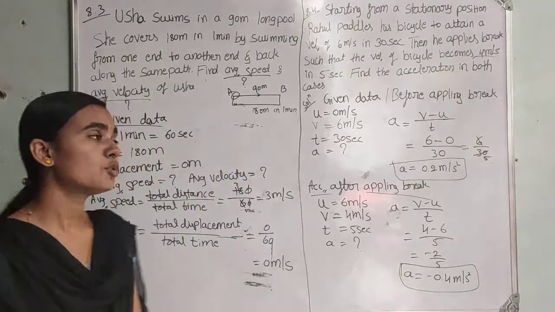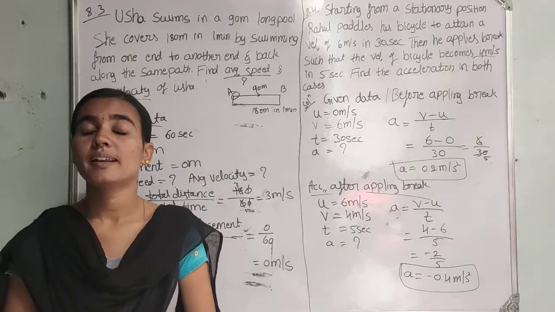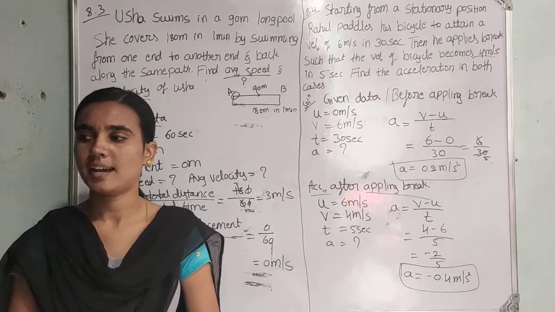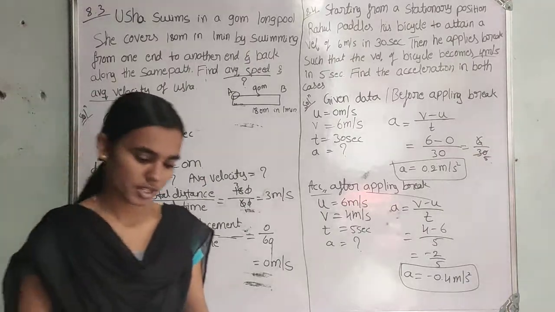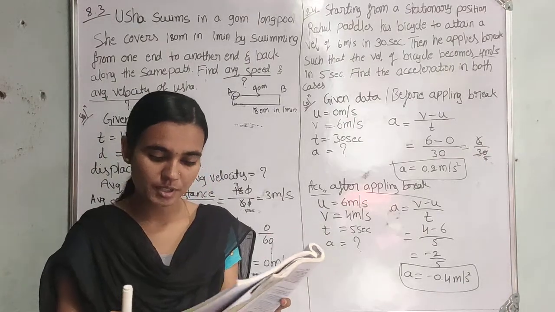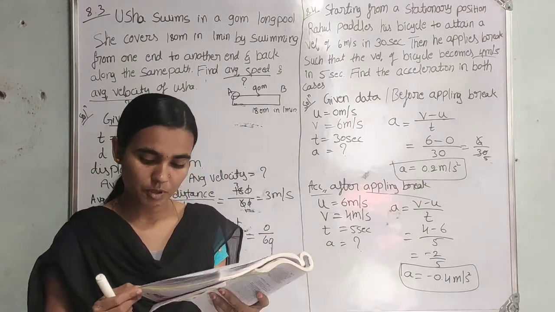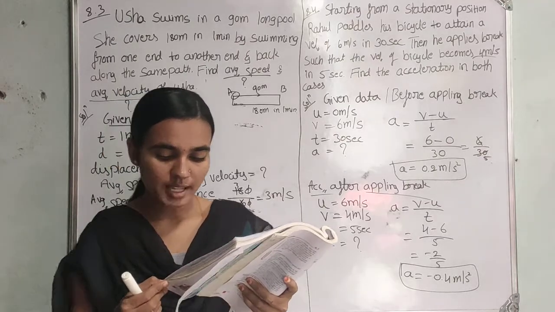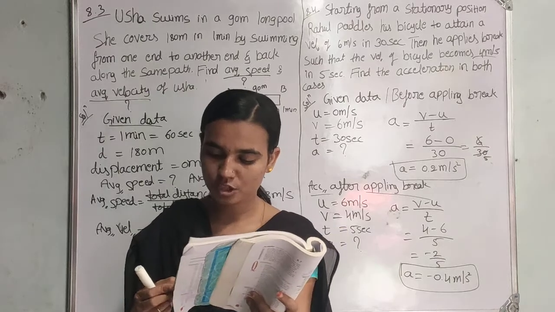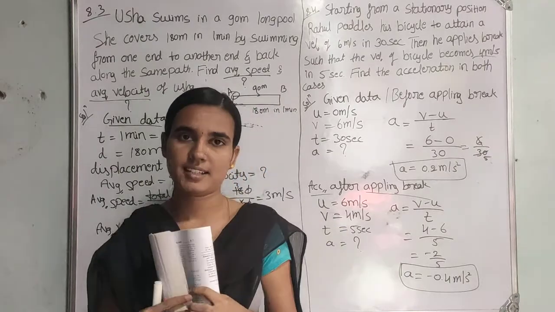So these are the two example problems related to velocity and acceleration. And you have in-text questions. So only one question we have to discuss in this class. First, page number 103. When will you say a body is in uniform acceleration and non-uniform acceleration?